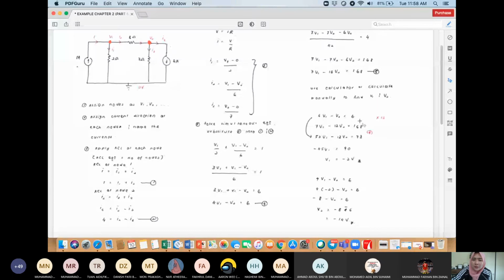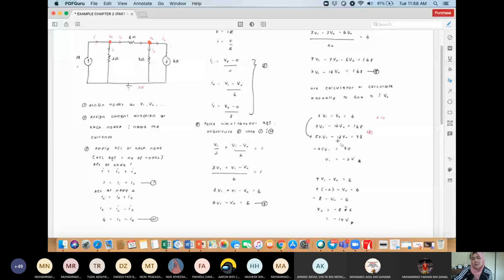Okay, so if I multiply this equation with 13, I will get 52V1 minus 13V2 equals to 78. Then I add these two equations. Because this is negative 13V2 and this is negative 13V2, if I add negative 13 plus negative 13, then this will become 0. Correct? This will become 0.